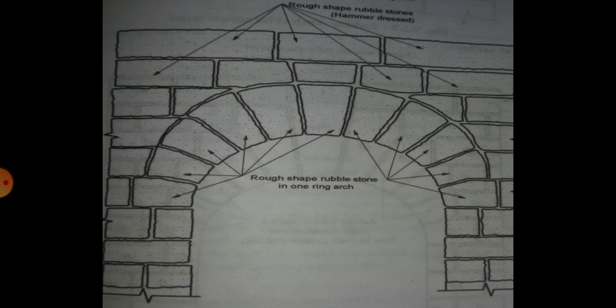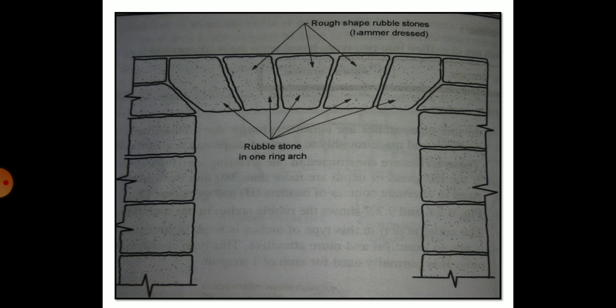You can see here, this is the diagram of the rubble arches. Here is a rough shape rubble stone, which is hammer dressed, and the rough shape rubble stone in one ring arch. Here is the flat shape rubble. First one is the semicircular shape type and this one is the flat shape type.